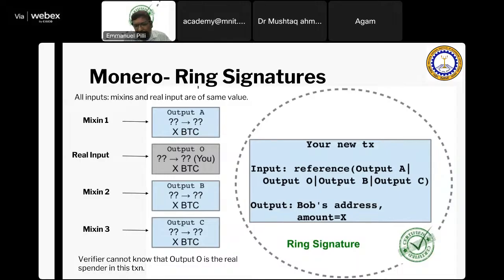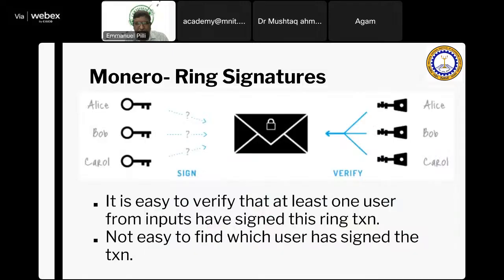So there's a new transaction, the input, and there's an output reference A, O, B, C. So many are there, but the real input is O; A, B, C are decoys. And Bob's output address amount is X. So what you try to do is all of them are going to the output Bob's address. All of them are sending the amount X, but only one of them is correct. So that is the real use of the ring signature; this possibility is done, right?